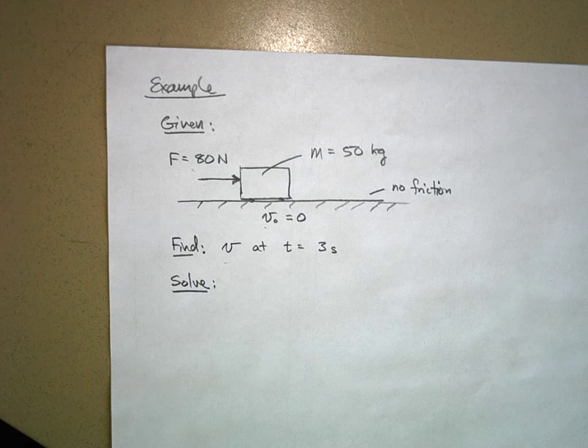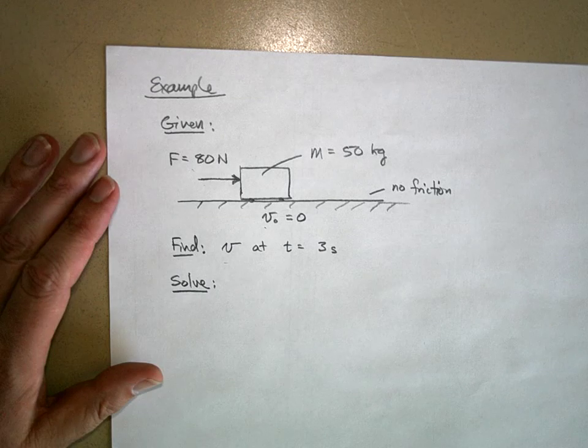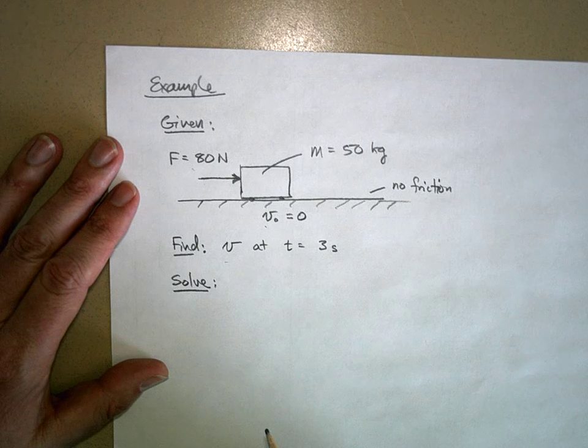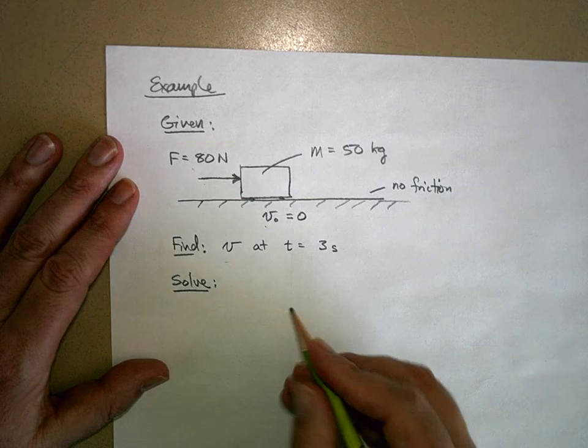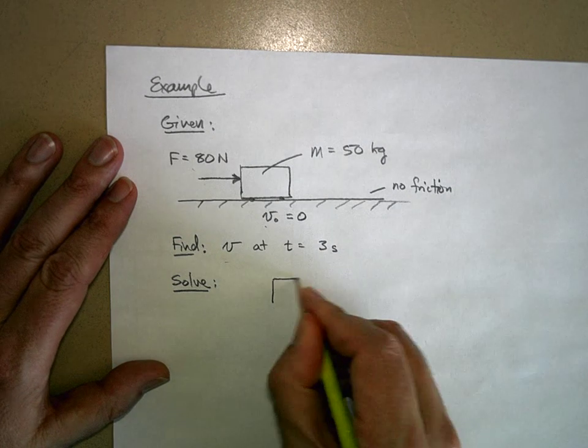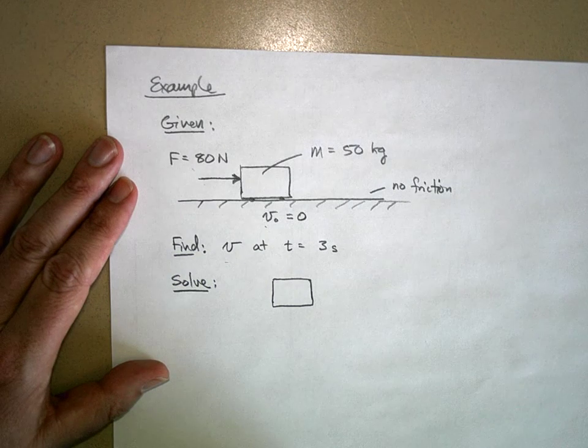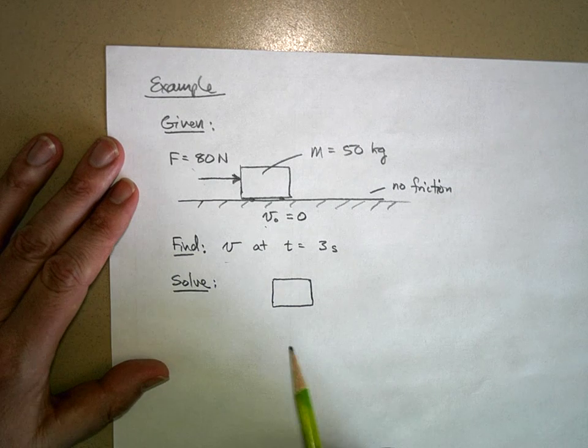So the next thing we do after step 1 is step 2. Step 2 is draw the free body diagram. So here's my crate. I isolate it. I only draw the crate. In the free body diagram, you only draw the crate.